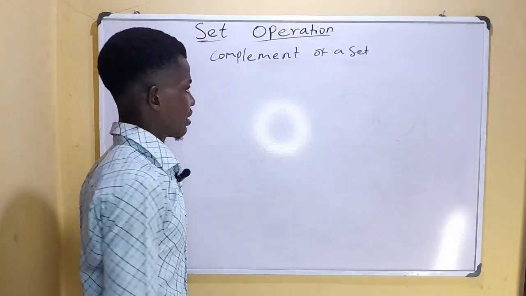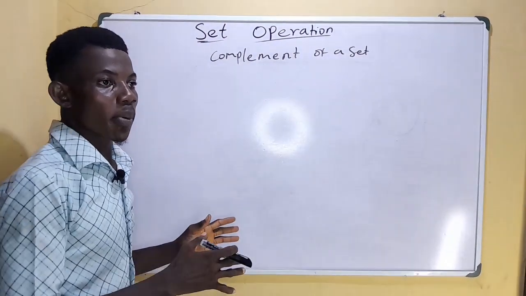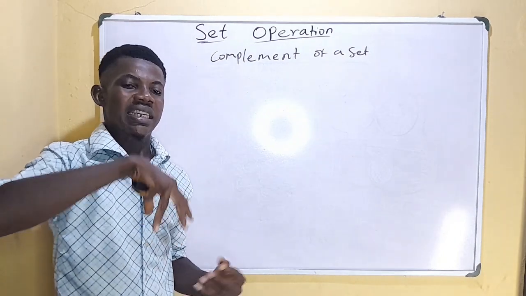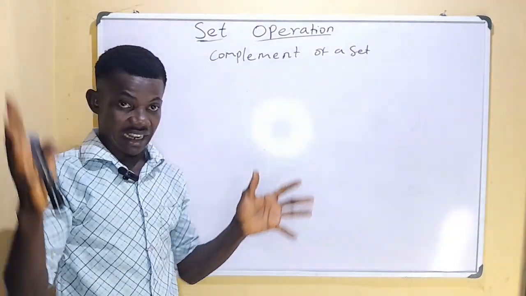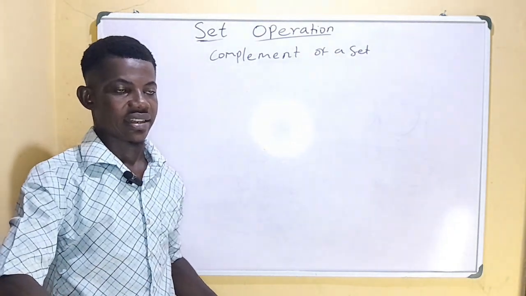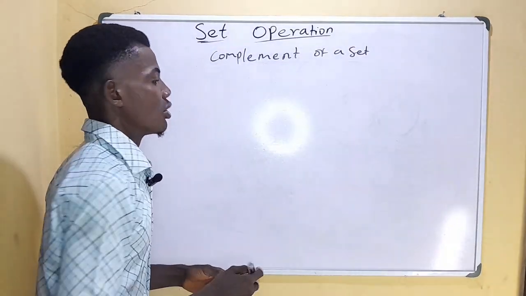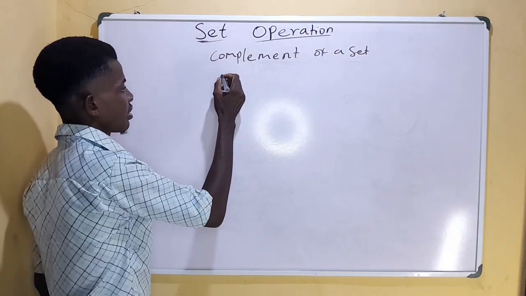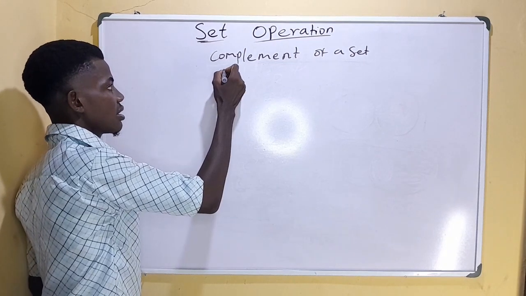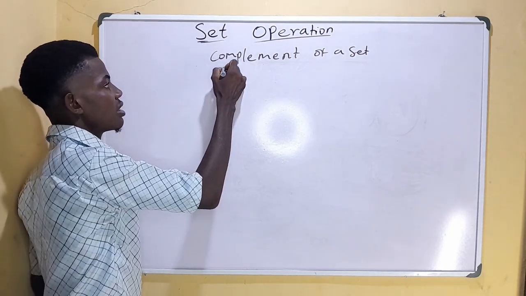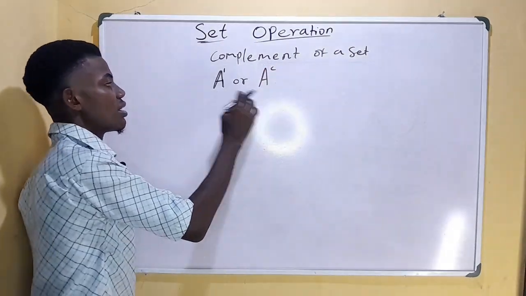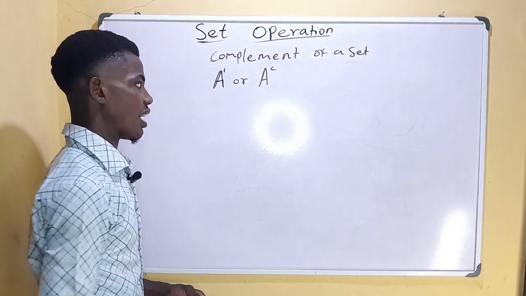Complement of a set. The complement of a set is those elements that are in a universal set but not inside a given set. And we use this to denote a complement of a set. We use this or this. So this means complement of set A.